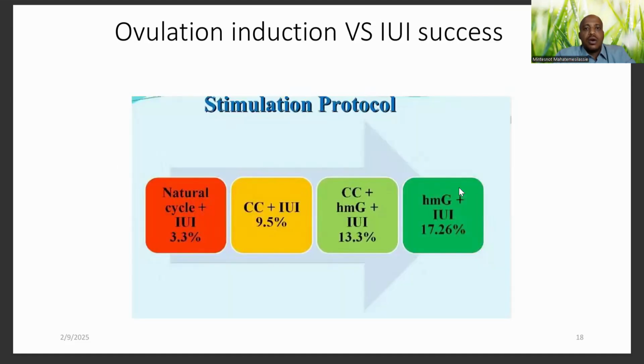When we see ovulation induction versus IUI success, as I've said before, if you use a natural cycle, the success rate can be low, but by adding an oral agent, you can increase the success rate. When you use gonadotropin, the success rate might increase, but the side effects like ovarian hyperstimulation and multiple pregnancy will be high, so you have to use gonadotropin cautiously.